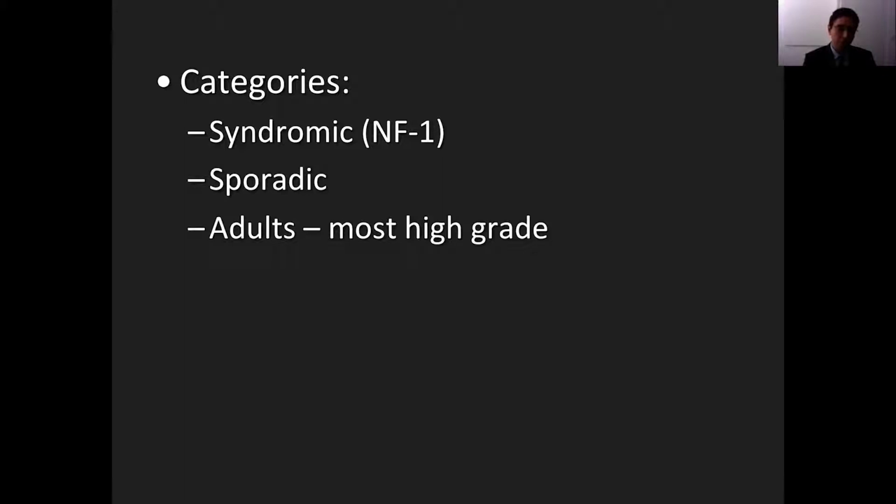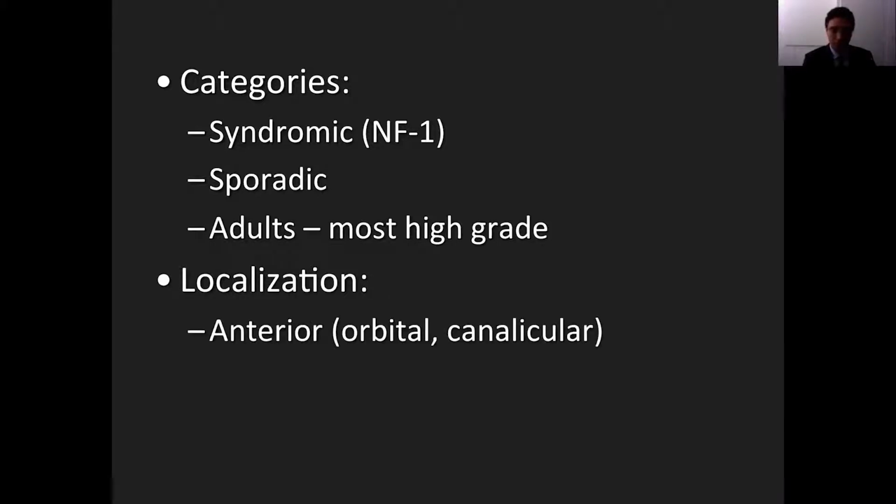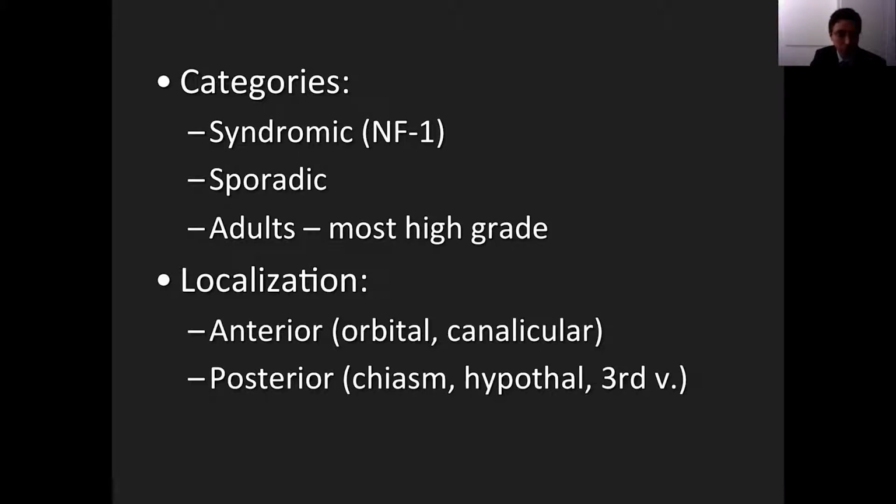In adults, most of them are high grade, even though the ones that we see in children are usually more indolent tumors. In terms of localization, there are differences. Patients that have neurofibromatosis type 1 tend to have tumors that are anterior to the chiasm, and almost always you're going to see them in either the orbital or canalicular portions of the optic nerve. Tumors that are sporadic tend to be more posterior, involve the chiasm, hypothalamus, and third ventricle, and they tend to do more poorly as compared to those that we see in neurofibromatosis type 1.